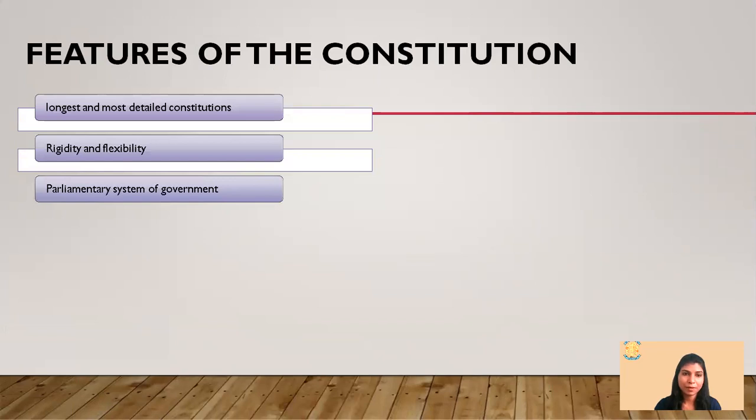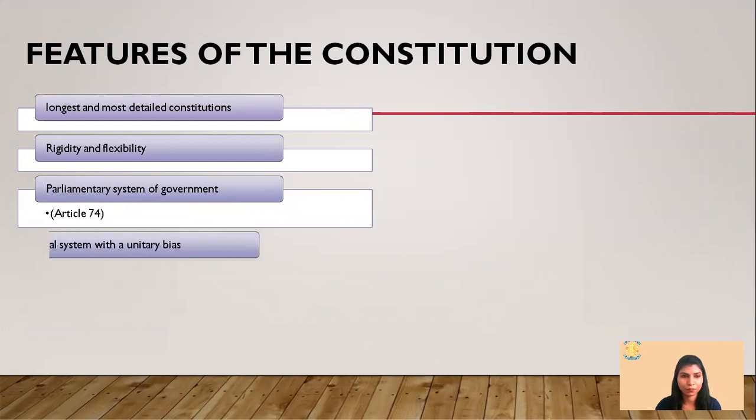Next is the parliamentary system of government. The Indian constitution provides for a parliamentary system of government, where the real executive power rests with the council of ministers, meaning the parliament, and the president is only a nominal ruler. It is mentioned in article 74.